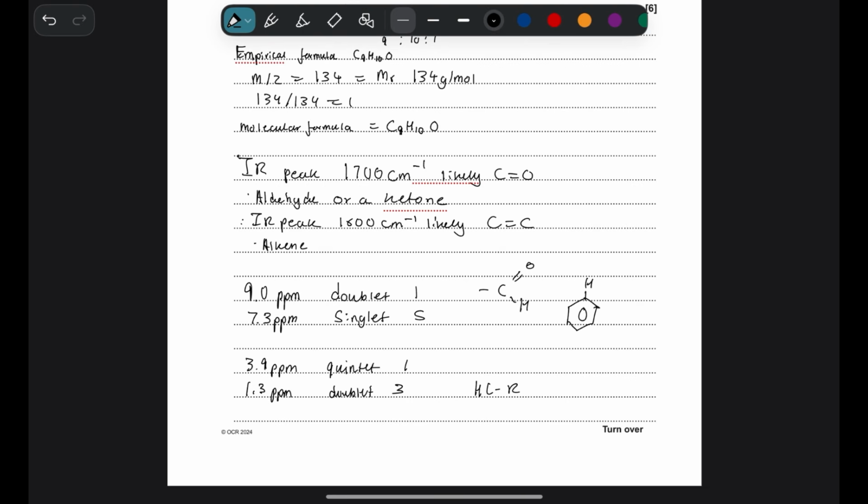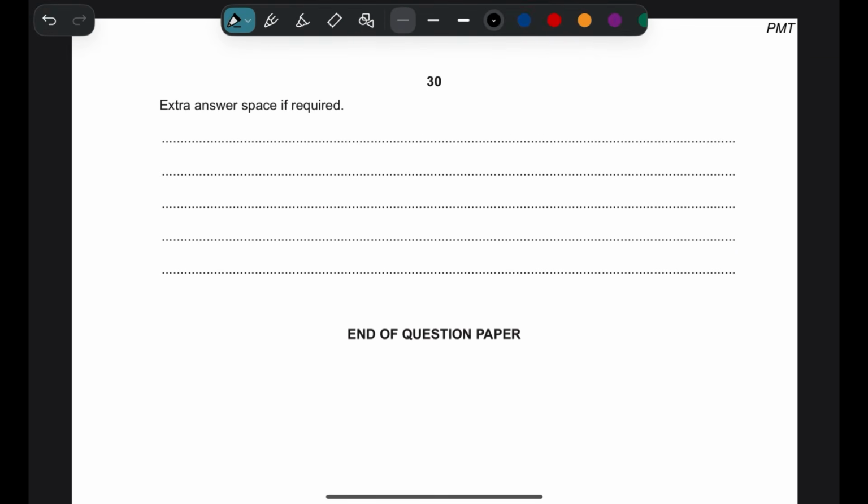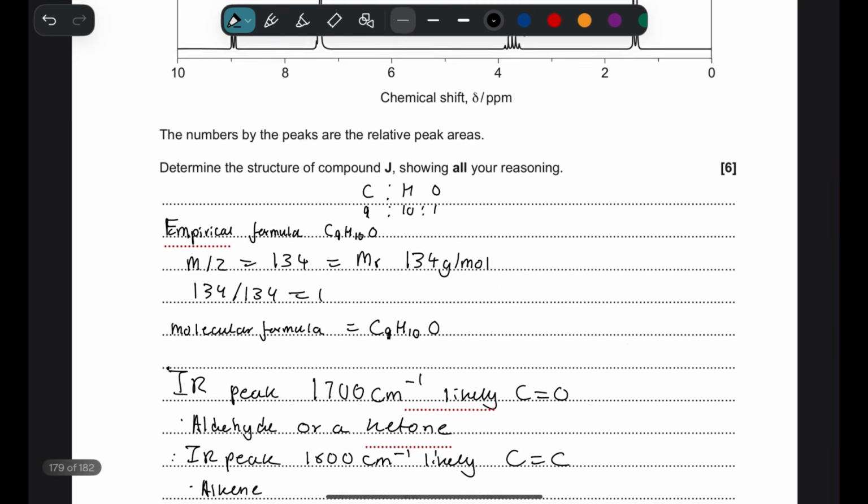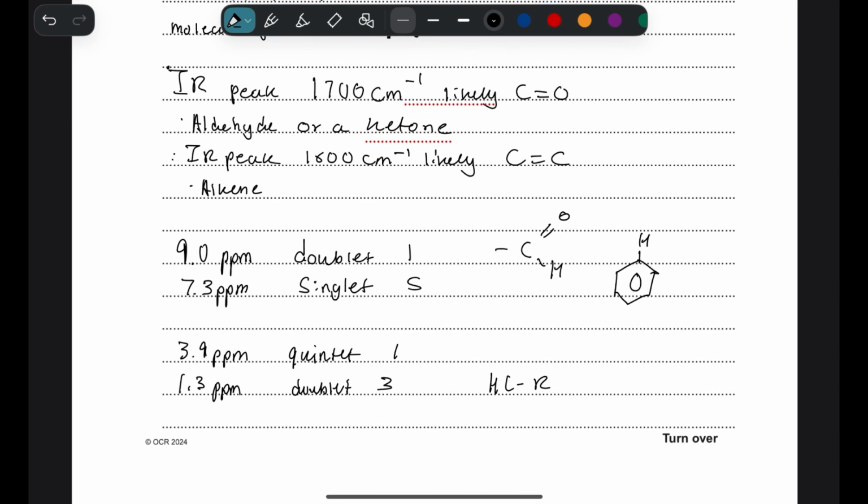So I think the most obvious thing to start with is the benzene ring. Yeah, I think that's probably the best thing to start with. So let's just draw a benzene ring. Drawing a benzene ring, and we know that it's only going to be substituted in one place because it was an integration of 5. So I'm happy. I've used that information.